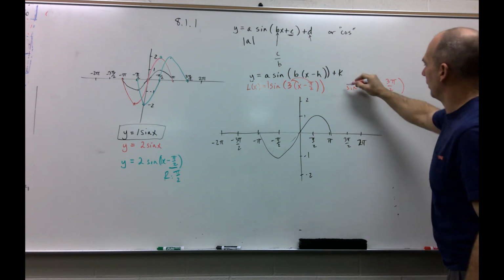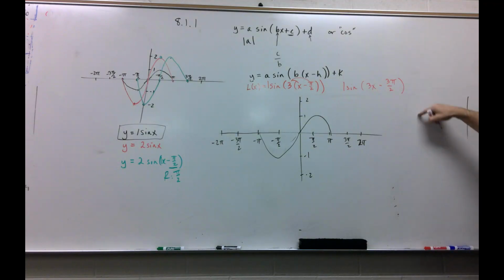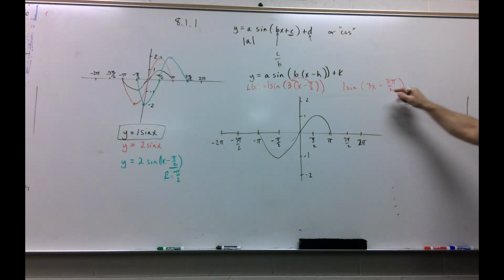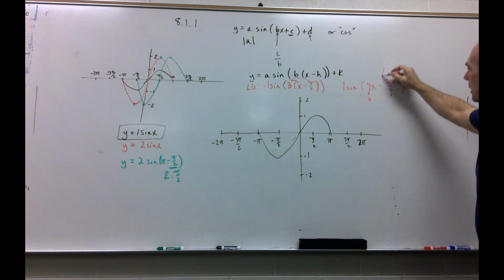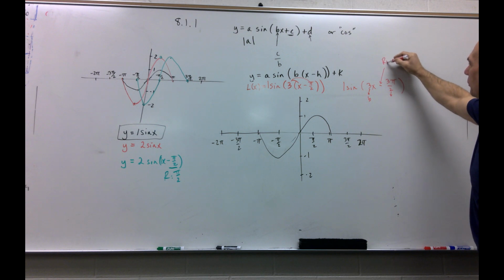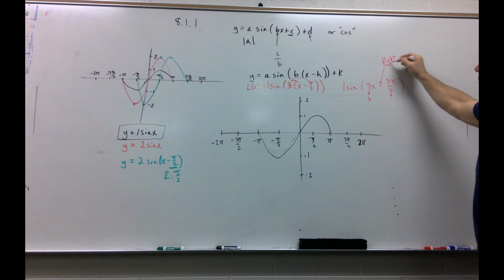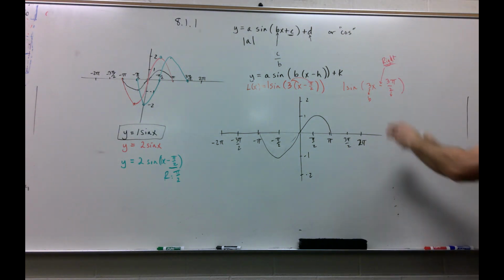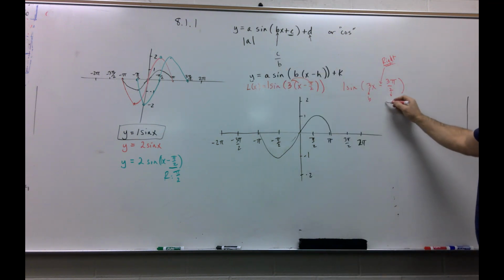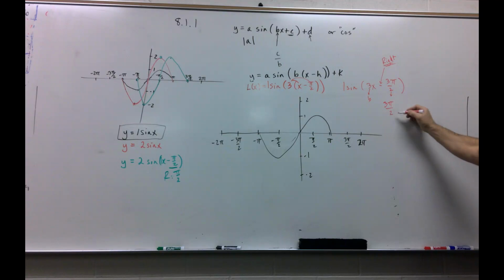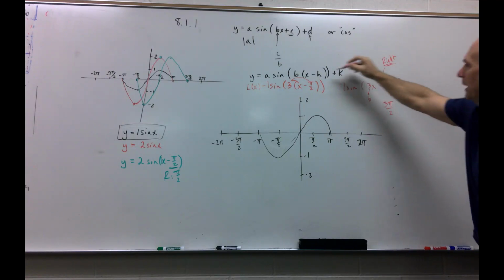So what's our amplitude? 1. Is this going to be moved up or down later? No, because there's no D or K. Here's my B. Here's my C. Now remember, negative means to the right ultimately. So I'm going to ignore that in my formula C over B. So my C is 3 pi all over 2. That's my C, or my H.